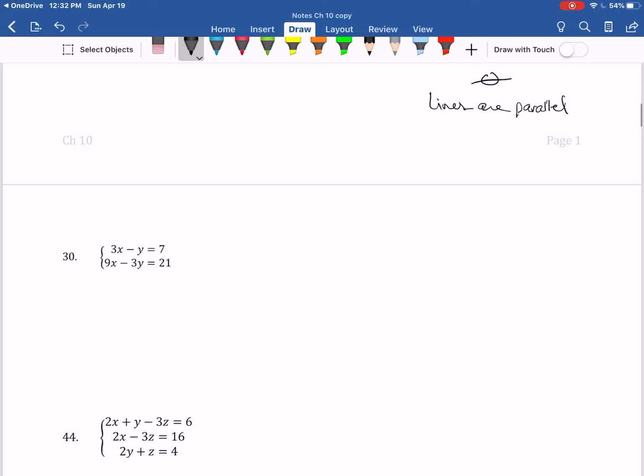We're going to solve this using the elimination method again. Let's recopy our system so we have some room to work. 3x minus y equals 7. 9x minus 3y equals 21. We want one of the variables to be eliminated, to cancel out, give us a 0 sum. Maybe you choose multiplying the top equation through by a -3.